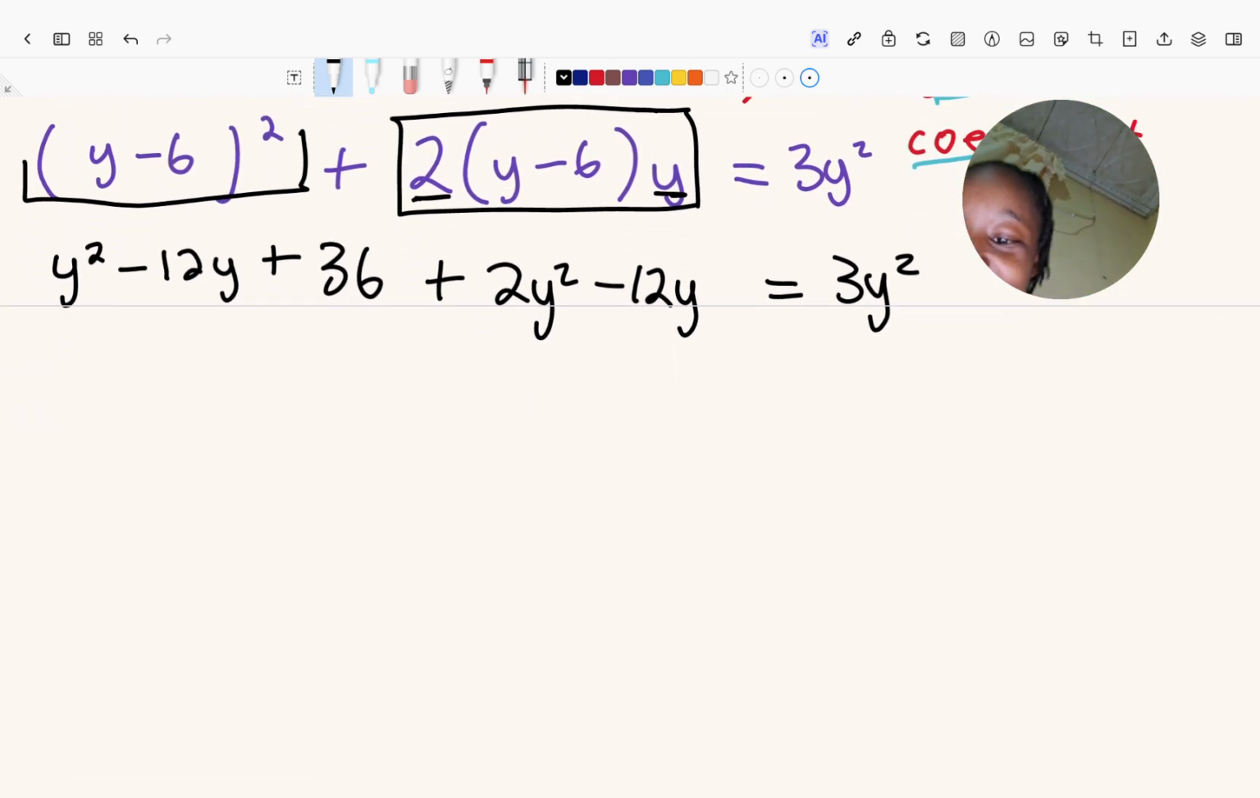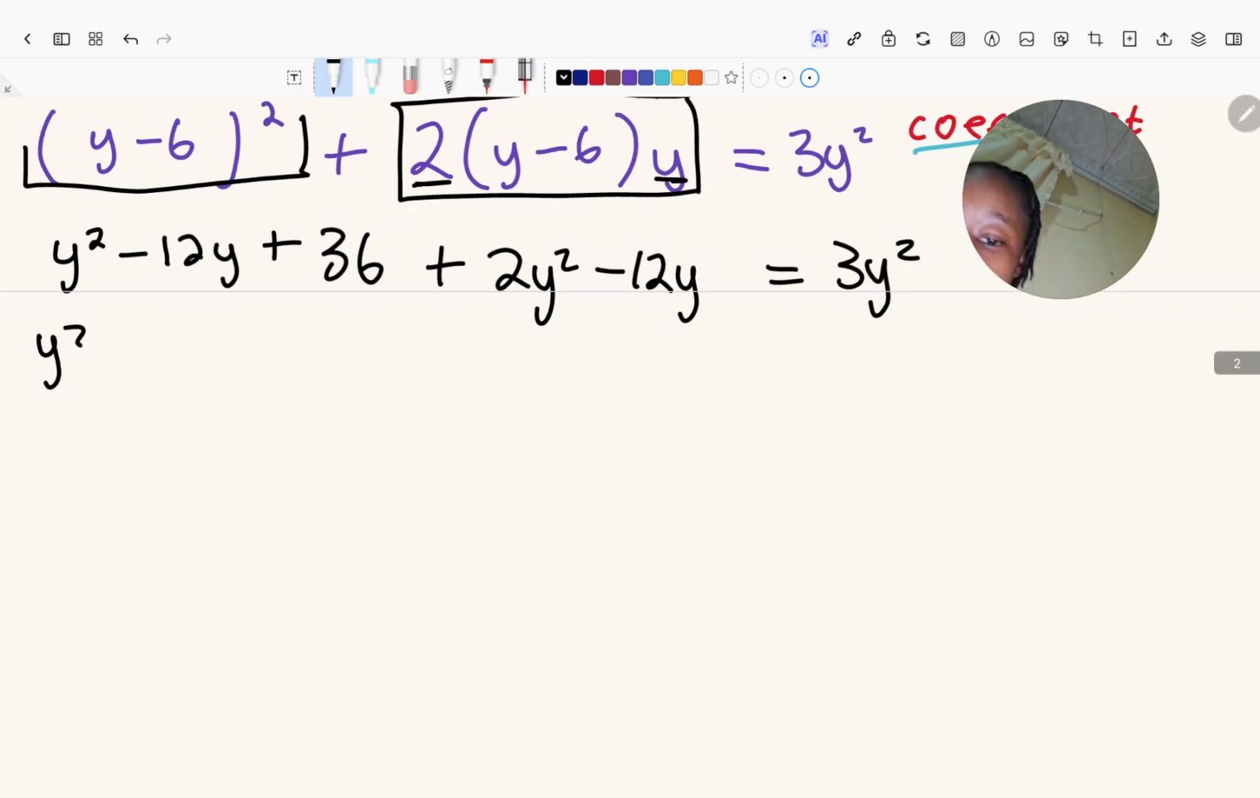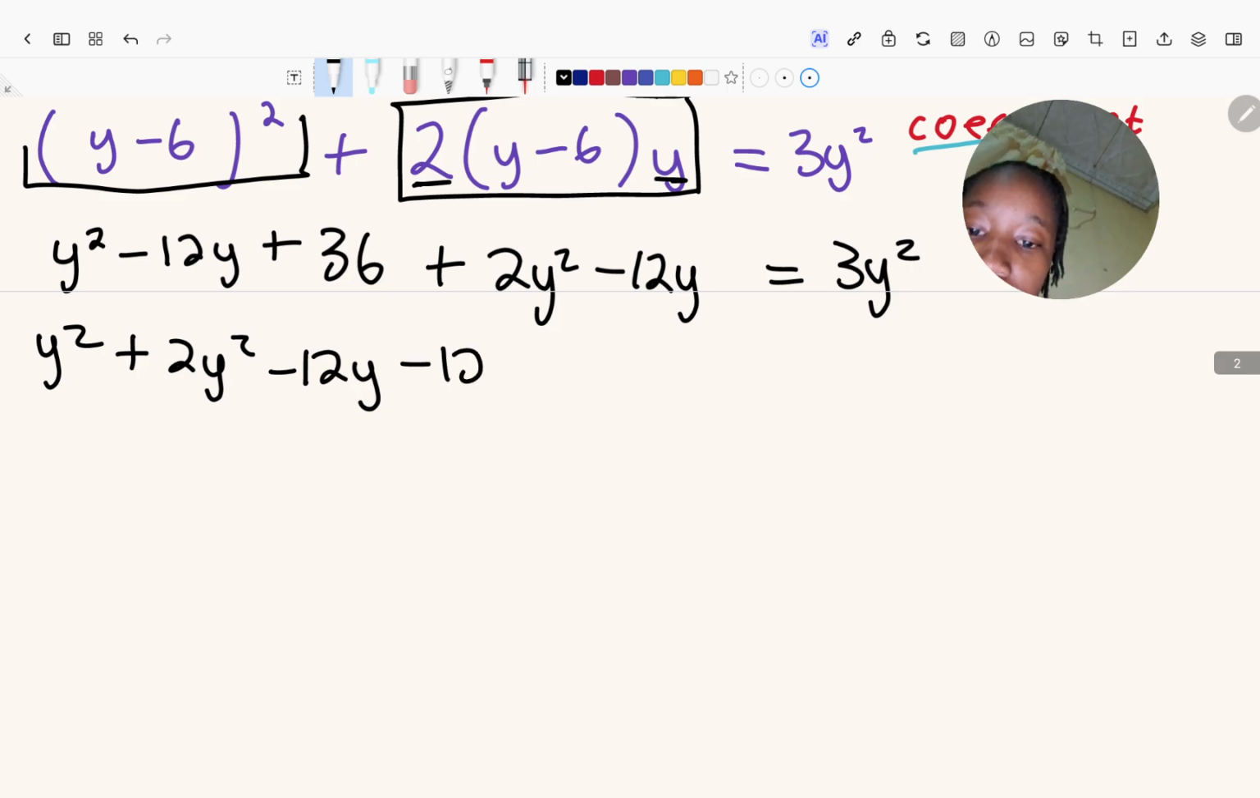So it's going to be y squared plus 2y squared. So that means that the y squared community, we're done with that. So I'm going to move to the y community. So it's going to be minus 12y minus 12y.